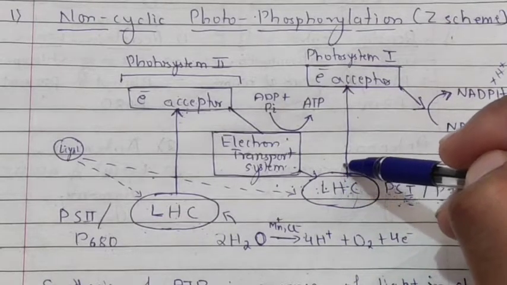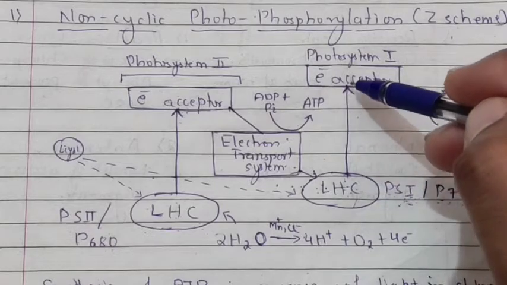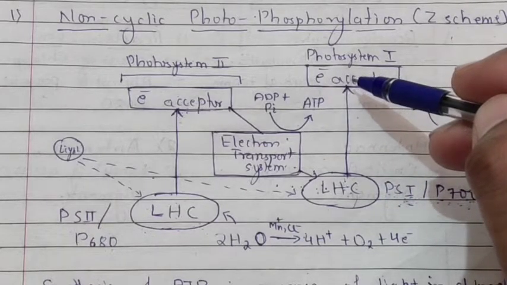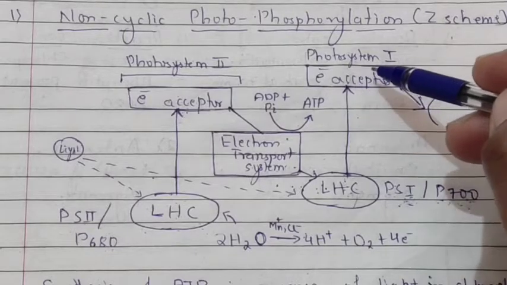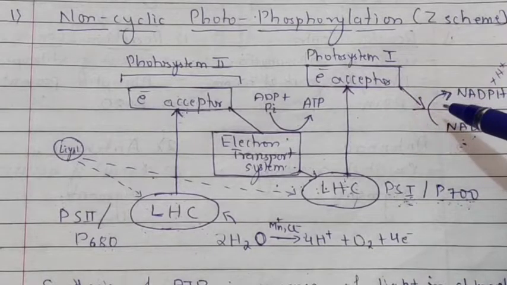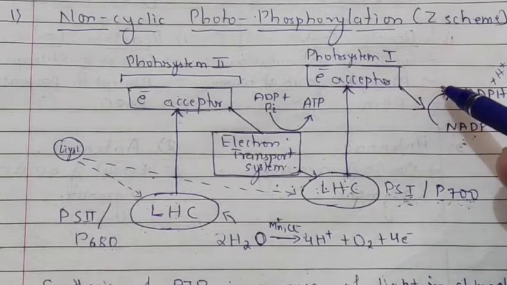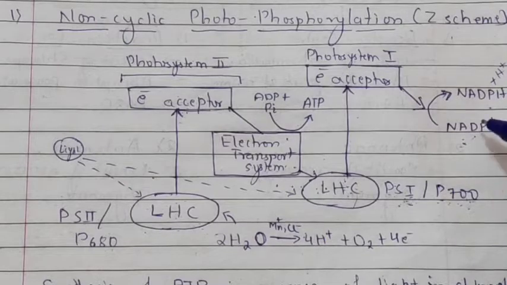These electrons are again transferred to another electron acceptor having a greater redox potential. From the electron acceptor, electrons are transferred to the molecule NADP+. Addition of these electrons reduces NADP+ to NADPH plus H plus, and this reaction is carried out by the enzyme NADP reductase enzyme.